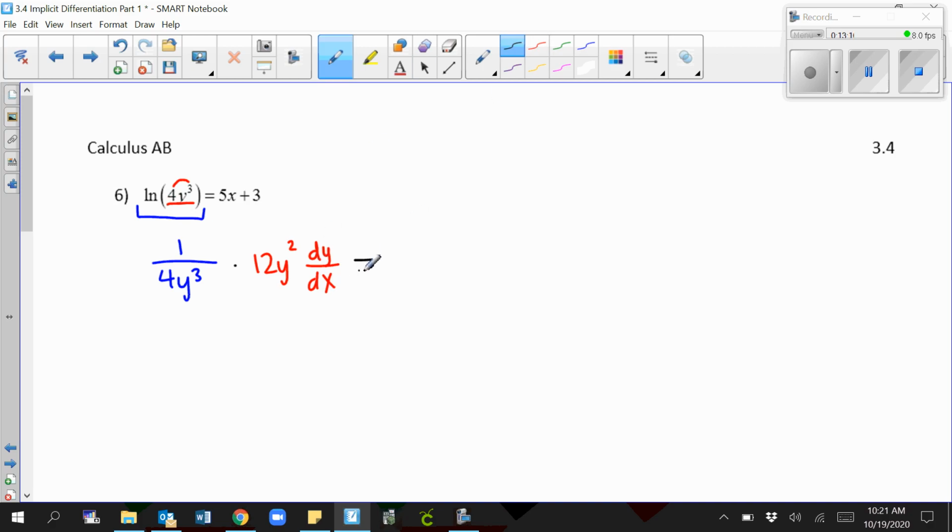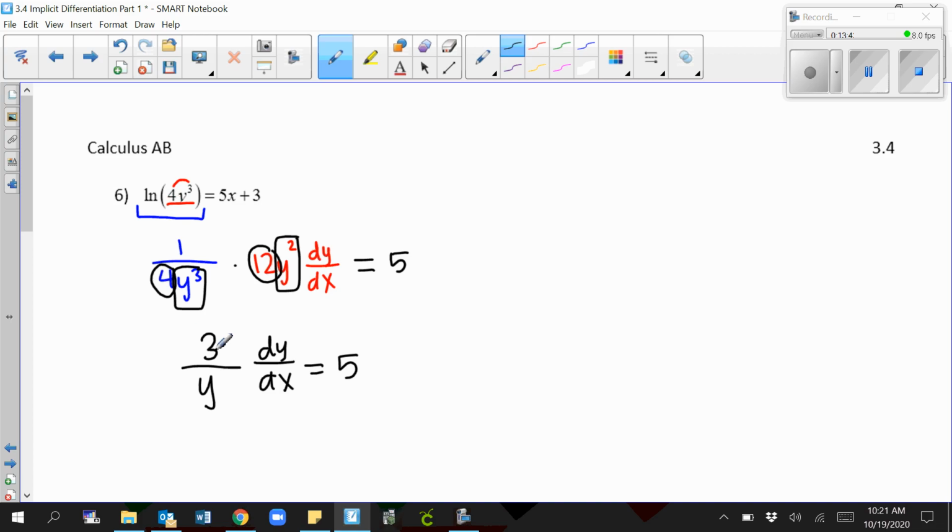And that's going to equal, well, the derivative of 5x is 5, and the derivative of 3 is 0, so it's going to equal 5. So let's clean it up a little bit. If I have a 12 over a 4, that means I'm going to have a 3. And then if I have a y squared on top and a y cubed on bottom, that's going to be over a y. And then I'm going to have dy dx is equal to 5.